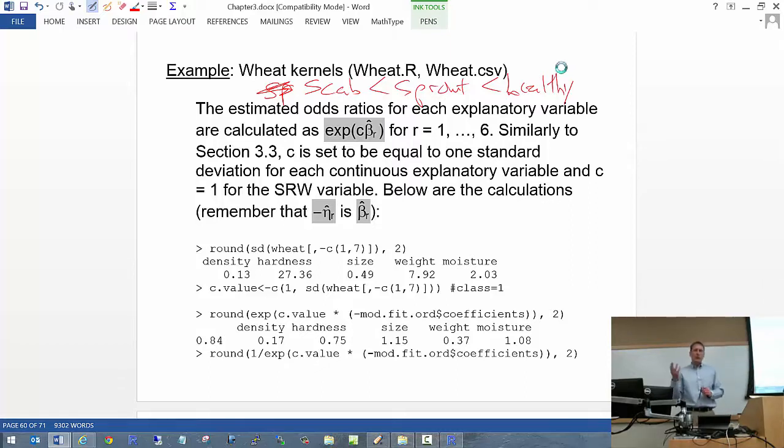And similar to what we did with the multinomial regression model, we're going to look at a C-unit increase in each of the explanatory variables, and we're going to use one standard deviation for that C-unit increase for each of the explanatory variables. The one exception is with respect to the class of the wheat. Is it hard red winter wheat or soft red winter wheat? And so we'll just use C equal 1 since that is an indicator variable for soft red winter wheat.